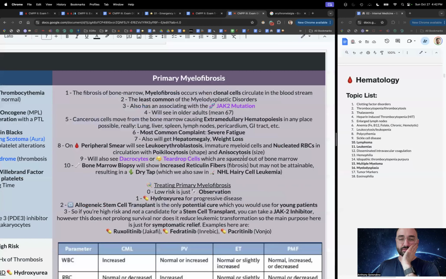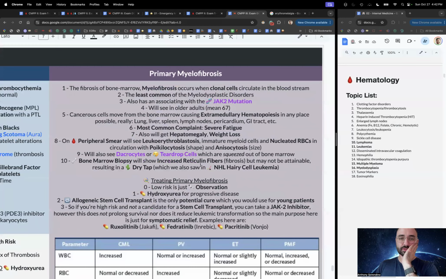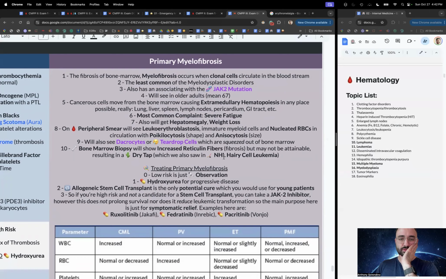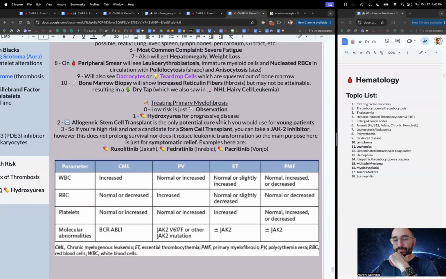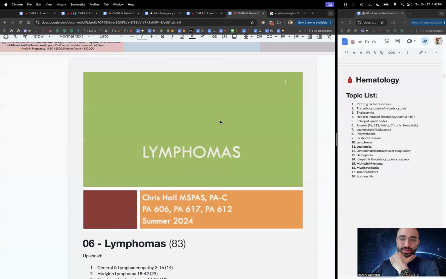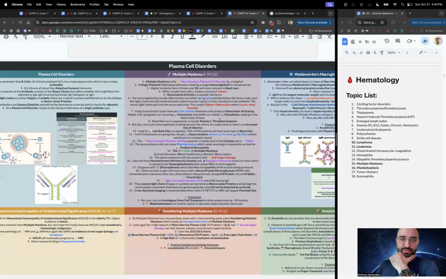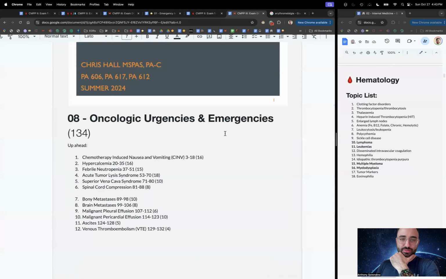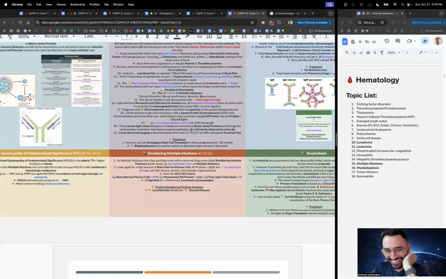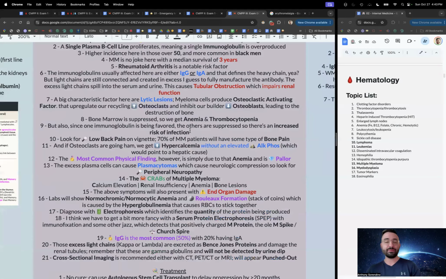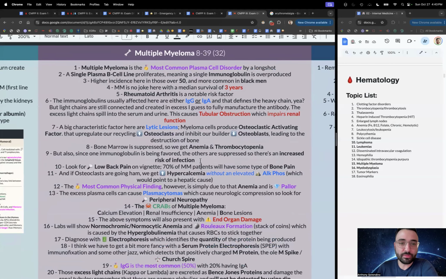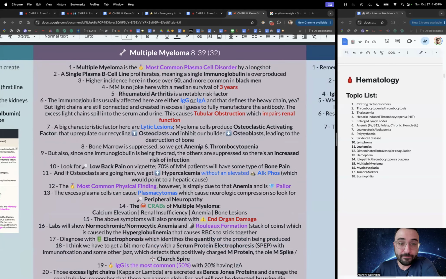All right, then we have teardrop cells or dacrocytes. That's going to be primary myelofibrosis, another JAK2 mutation, and another dry tap. Okay, sure. All right. This is insane. I'm blown away at how much information we had to know.